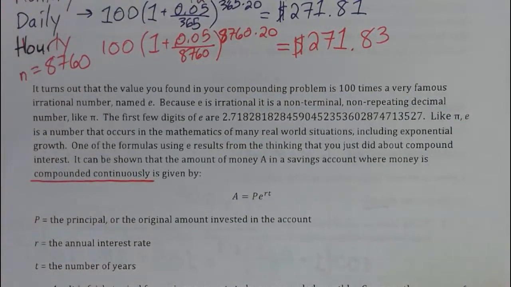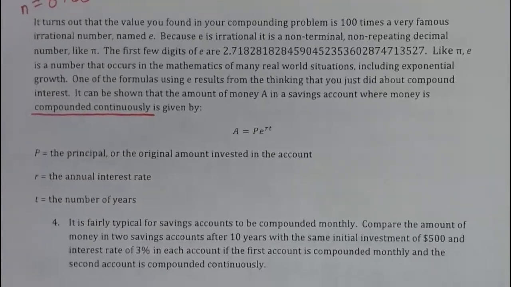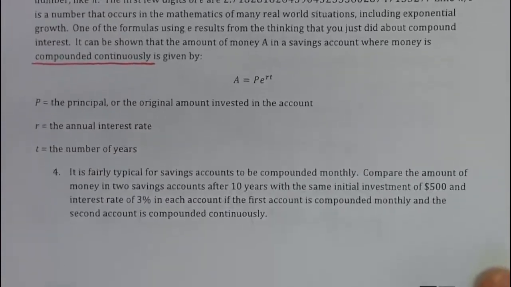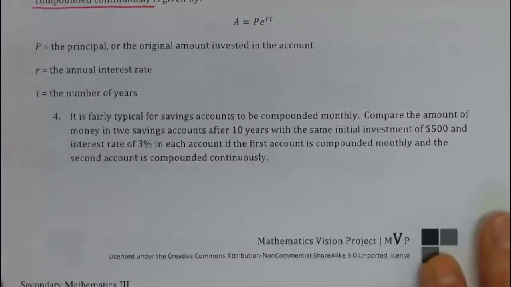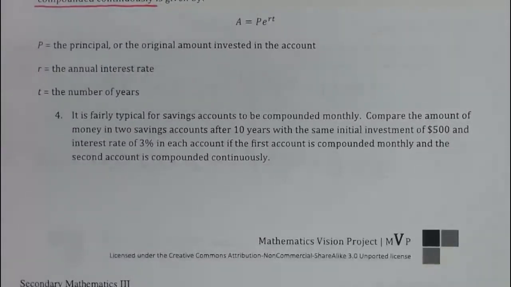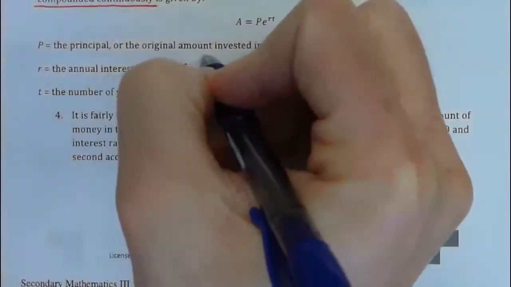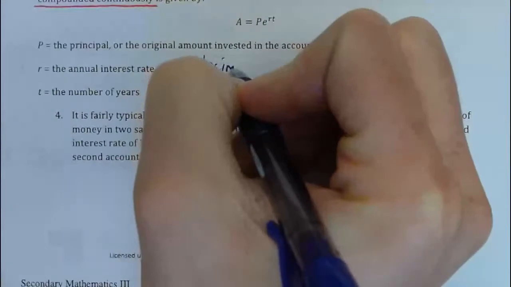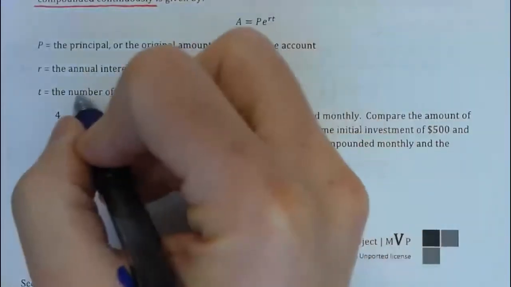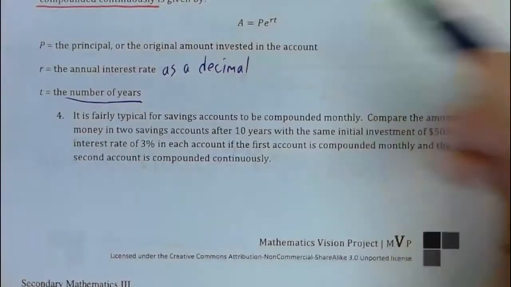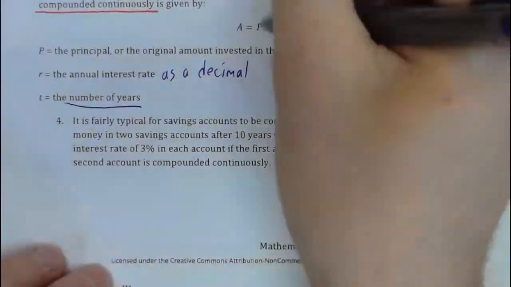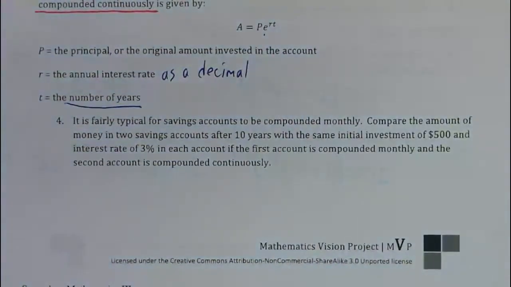So kind of continuing onwards here. Now that we know what E is, we're going to use that formula. And if we look in number 4, we still have some similar things. R is the interest rate as a decimal. T is the number of years. P is still the principal. And then we got our E right there at the top in this new formula.